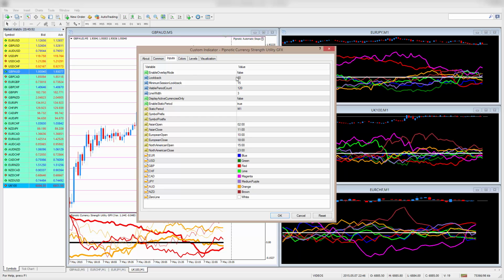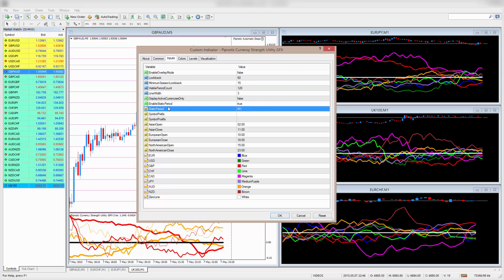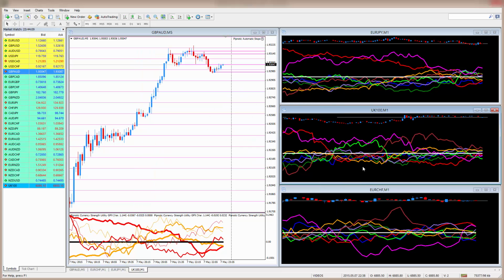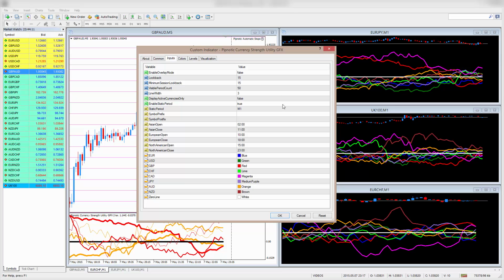We can see here that the look back is set to 60, so we're looking at the past 60 periods, which in this situation is 60 minutes or 1 hour. We set enable static period to true, and we ensure that the static period says M1. And that's that. We press OK, and for the bottom one here, we want to see the past 15 minutes. So again, the look back here we set to 15, enable static period is true, and the static period is set to M1. Then we're good to go.